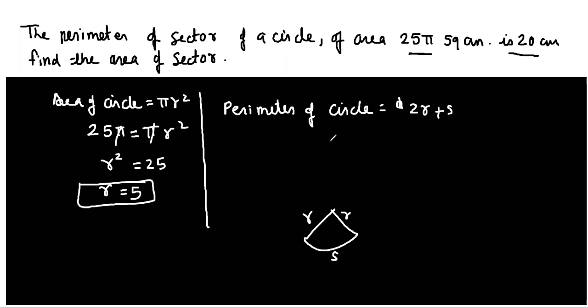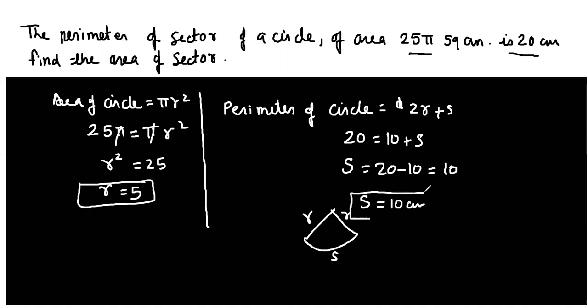We are given the perimeter, so the perimeter is 20. What is R? The radius we have found out here, 5. So 2 times 5 is 10 plus S. The perimeter is 20, so 10 goes there and gets subtracted. So I got that S is equal to 10 centimeters. This is the length of the arc.